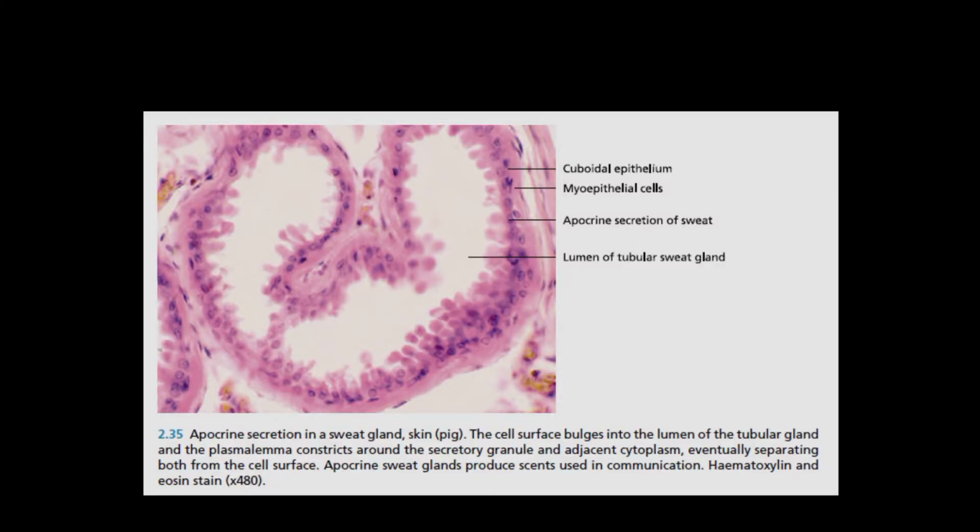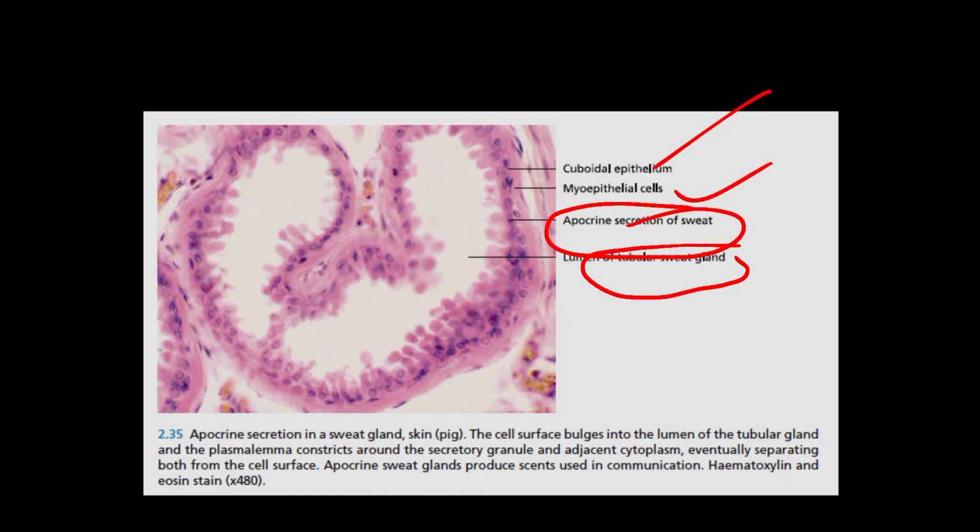We can see here the apocrine secretion in the sweat gland of the skin of a pig, where the cell surface bulges. Here you can see the lumen of the tubular sweat gland, with apocrine secretion of the sweat coming. A myoepithelial cell is there, meaning a cell having muscle fibers, which is helpful for contraction that leads to easy secretion. And cuboidal epithelium is there in the wall of the gland, as we can find here.